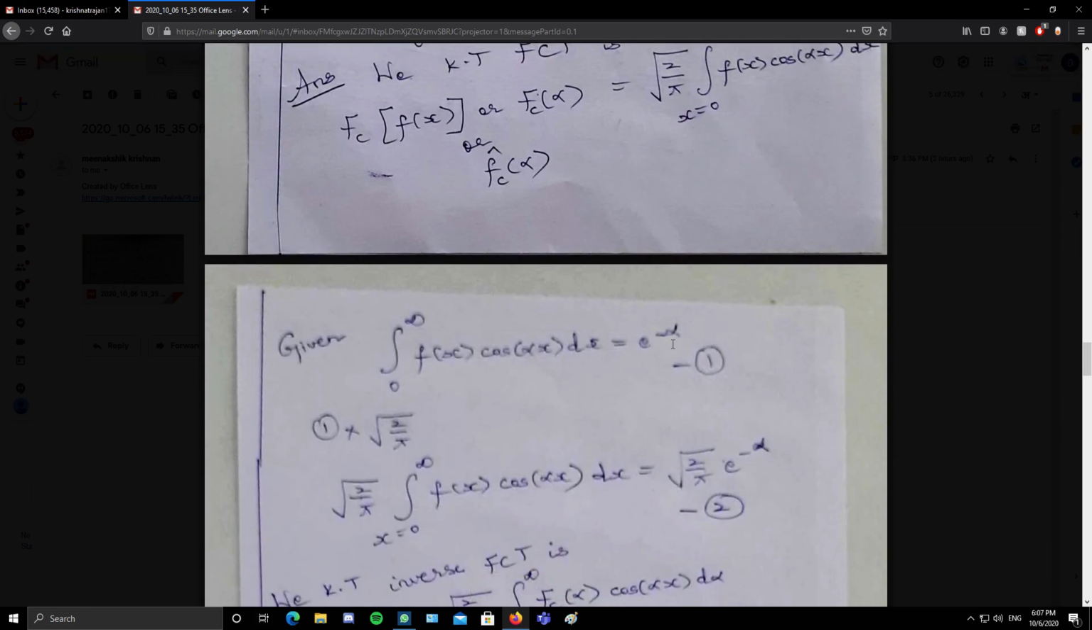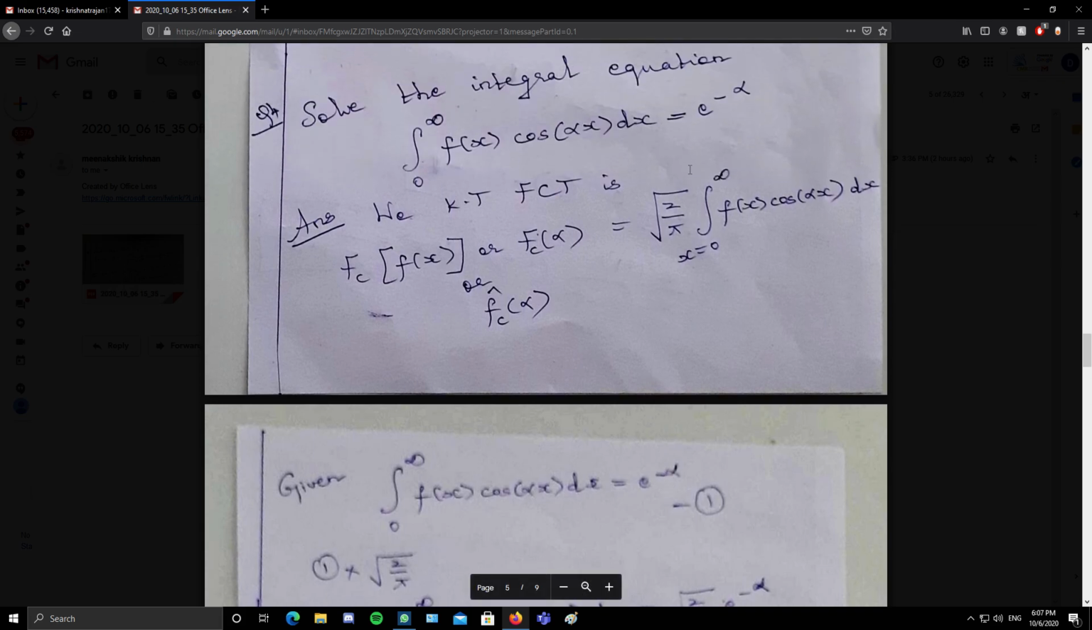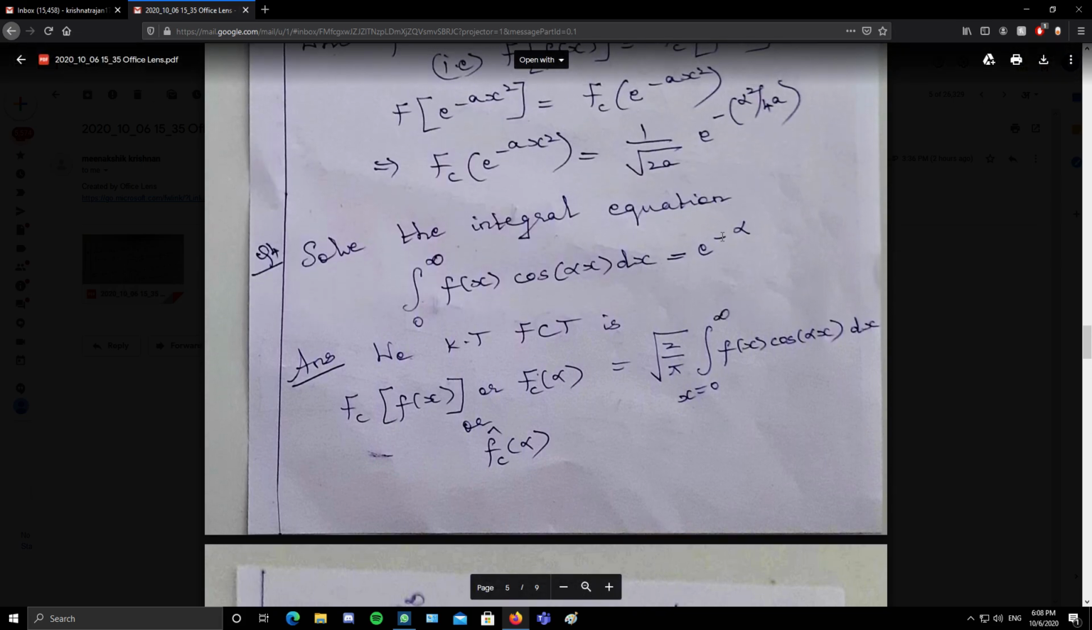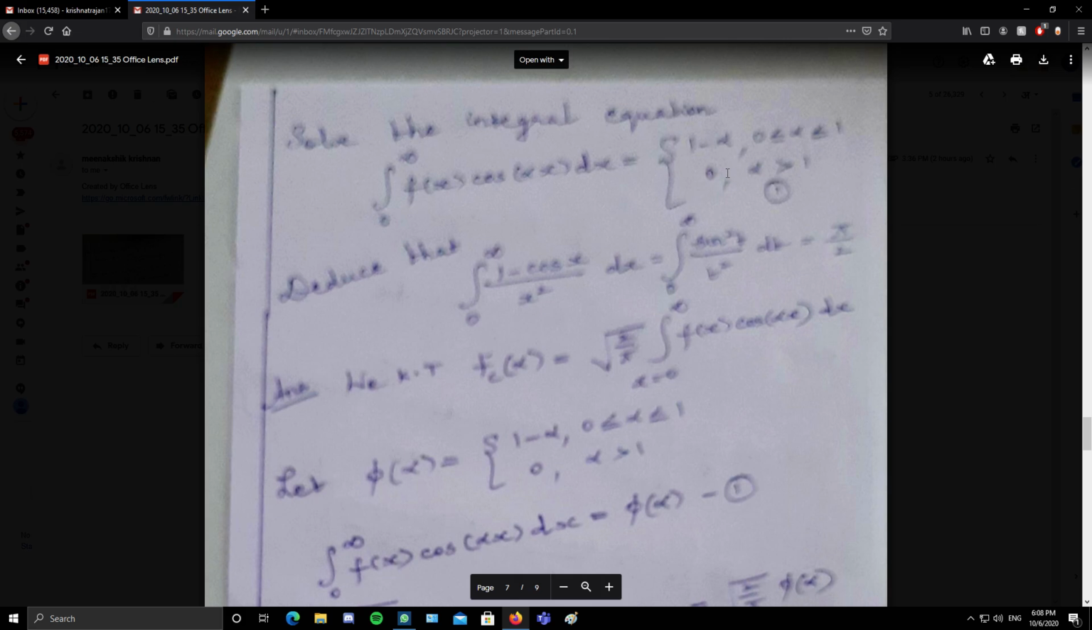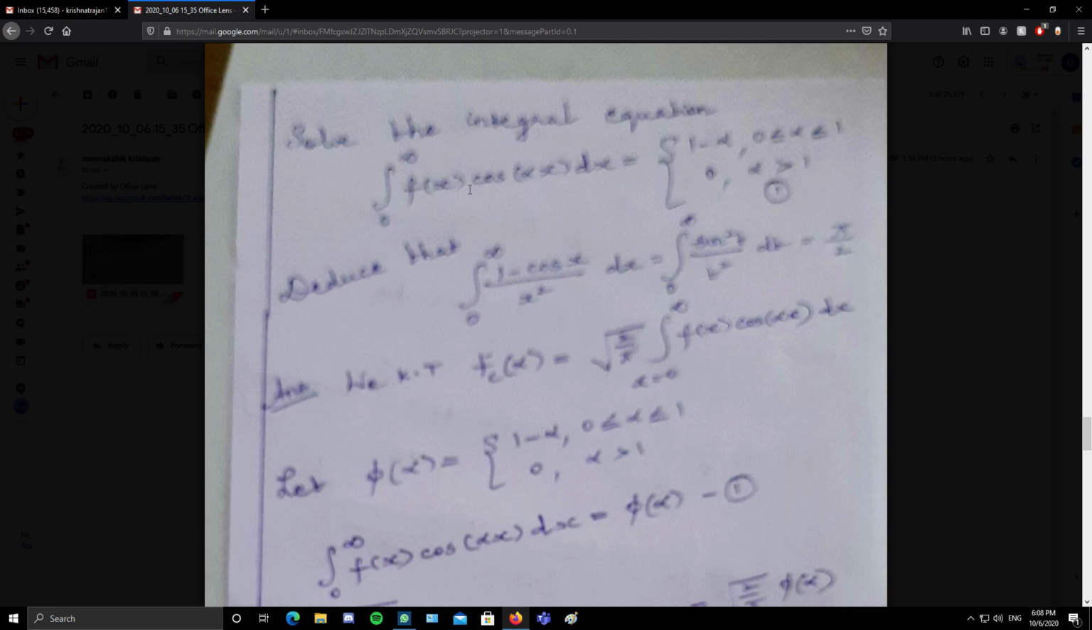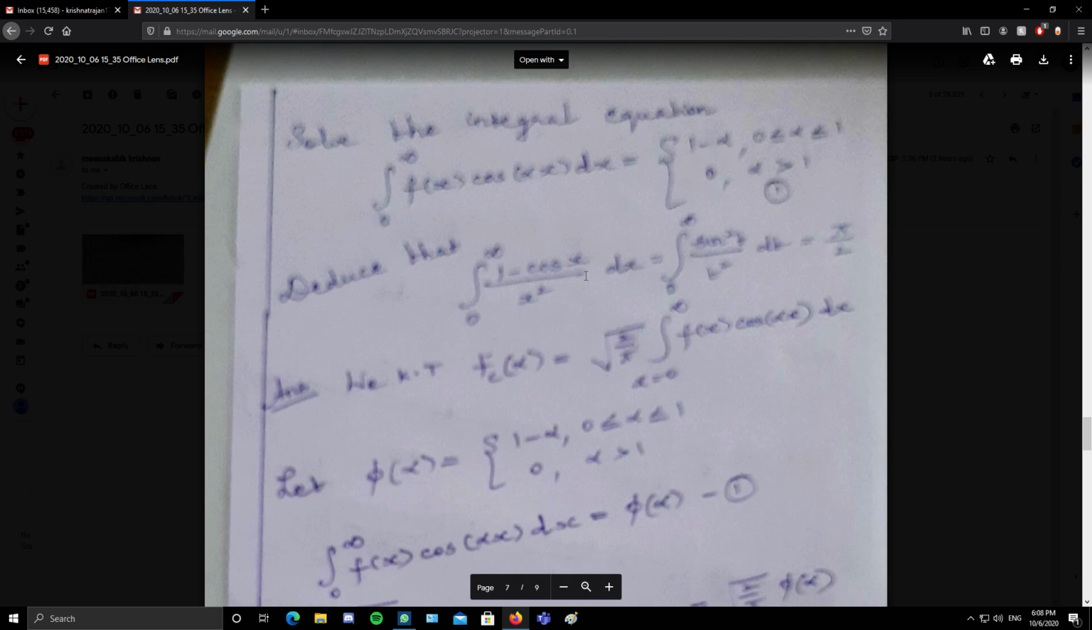Then the next step. In the previous problem you had only e power minus alpha, only one expression on the right side, but here the right side is expressed in two subintervals. Whenever you have two or more subintervals, take the right side as phi of alpha. Why am I taking it as phi of alpha? You see the integral: definite integrals are always functions of constants. Which is the constant? X is a variable, alpha is a constant.